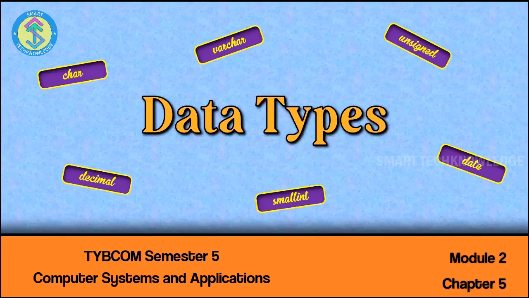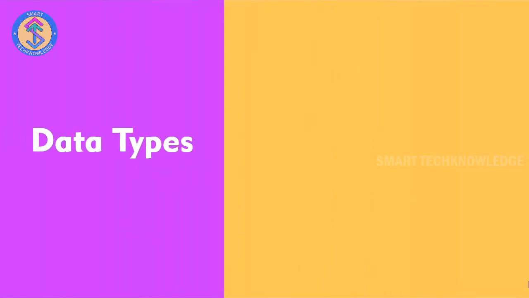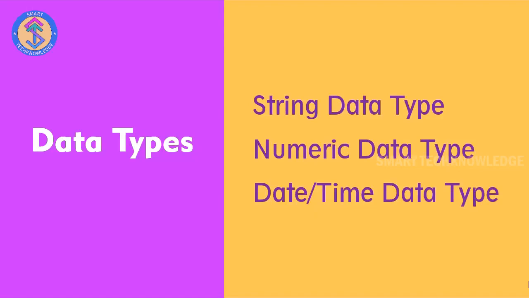A data type is placed on a specific column to limit the value that can be stored in that column. MySQL supports three data types. They are string data type, numeric data type, date or time data type.